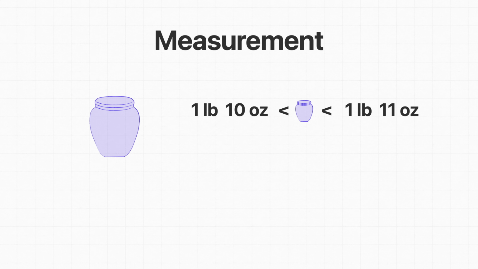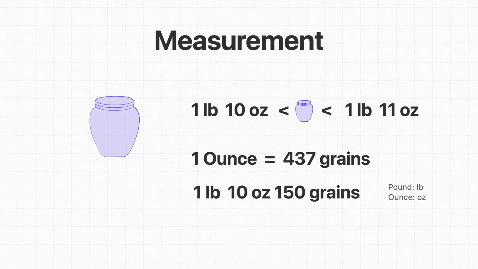Your spices are expensive. Every tiny difference matters. But ounces still aren't enough. Suppose your spice weighs more than 10 ounces, but less than 11. Now what? People needed an even smaller unit. They called it the grain. 1 ounce equals 437 grains. Now the weight can be measured even more accurately: 1 pound, 10 ounces, and 150 grains.